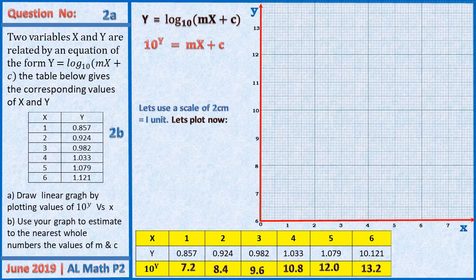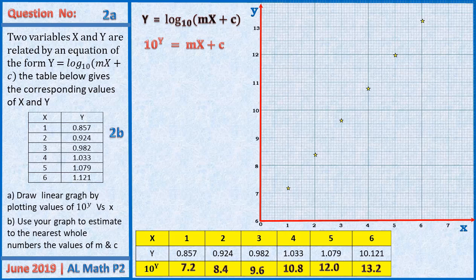Now let's use a very good scale. Here I have chosen to use a scale of 2 centimeters to represent 1 unit on both axes. Now let us do the plotting. Remember that we are plotting the values of x versus 10 to the power y. So when x is 1, we have y to be 7.2, that's 10 to the power y. The next value is 2 and 8.4. We have 3 and 9.6, 4 and 10.8, 5 and 12.0, and 6 and 13.2.